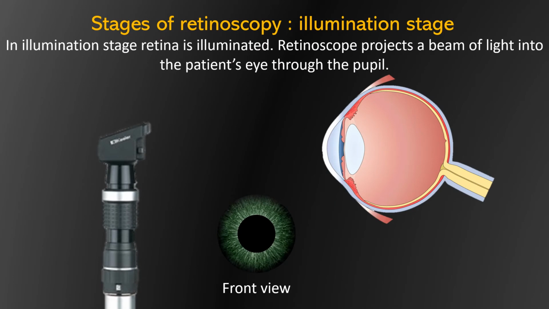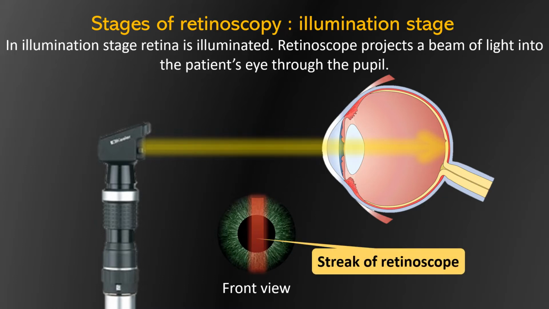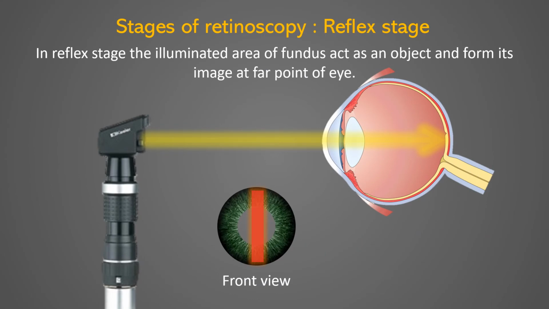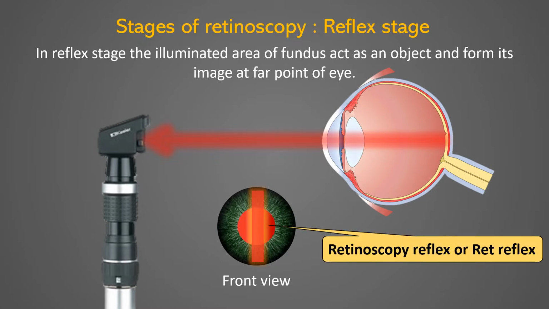In the illumination stage, the retina is illuminated. The retinoscope projects a beam of light into the patient's eye through the pupil. In the reflex stage, the illuminated area of the fundus acts as an object and forms its image at the far point of the eye. The light reflected back through the patient's pupil is called the retinoscopic reflex or red reflex.